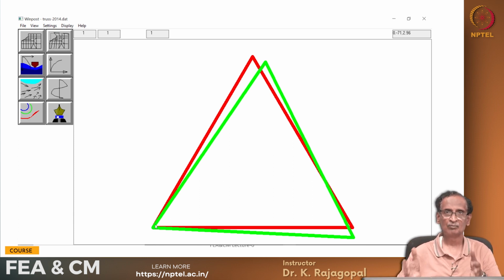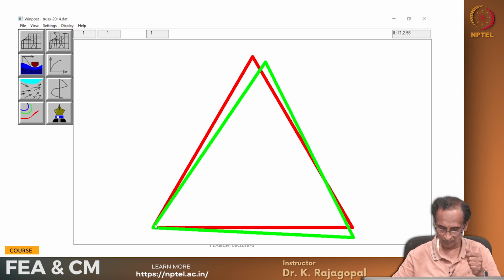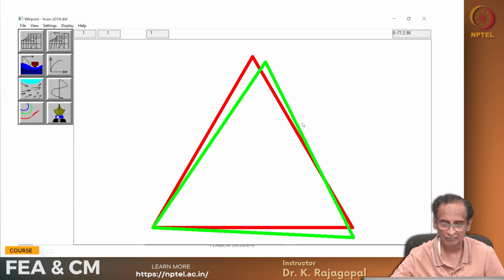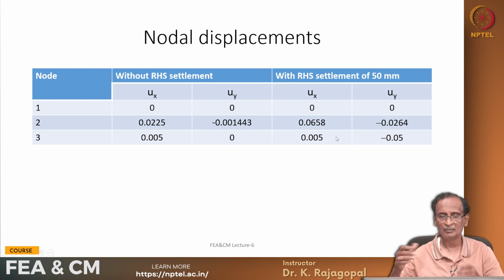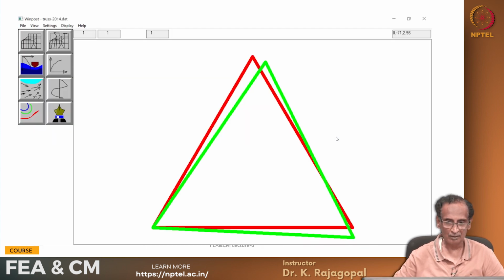So that means that the effect of settlements is not there. These elements will not develop any additional force because of this settlement of the right hand side support. So whatever forces that we calculated earlier, that is tension 100, compression 100, tension 50, they will still be the same. I am not doing that here, but if you use these displacements and calculate the element forces, you will get the same forces that you got earlier. So I think that's the last slide.